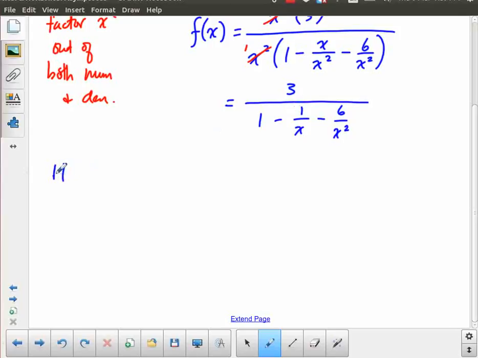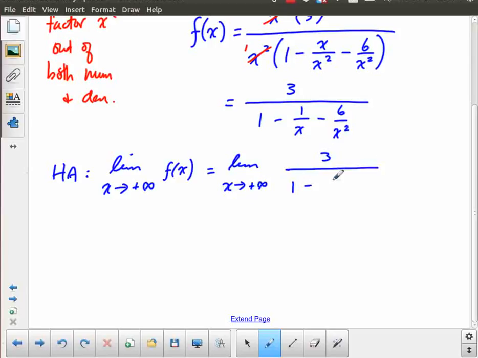So in order to find the horizontal asymptote, now that I've done this, I'm going to take the limit as x approaches positive infinity of f of x, which is equal to the limit as x approaches positive infinity, which you can just write as infinity, of 3 over 1 minus 1 over x minus 6 over x squared.